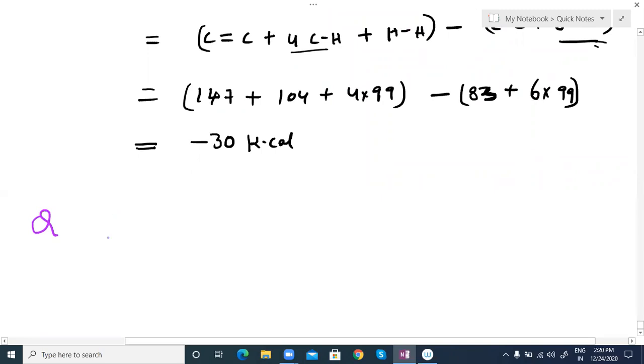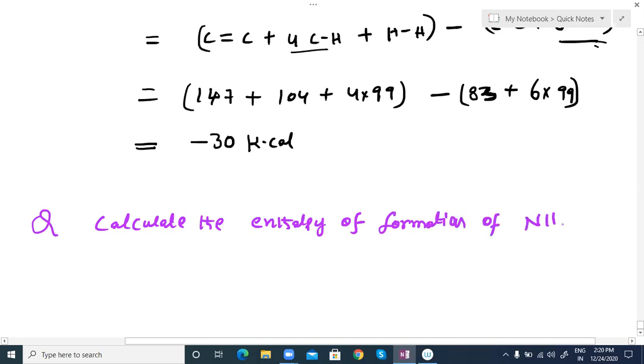Calculate the enthalpy of formation of ammonia from the following bond energy data. Okay, bond energy, I wrote B.E. So write the N-H bond energy. You can use the table also.